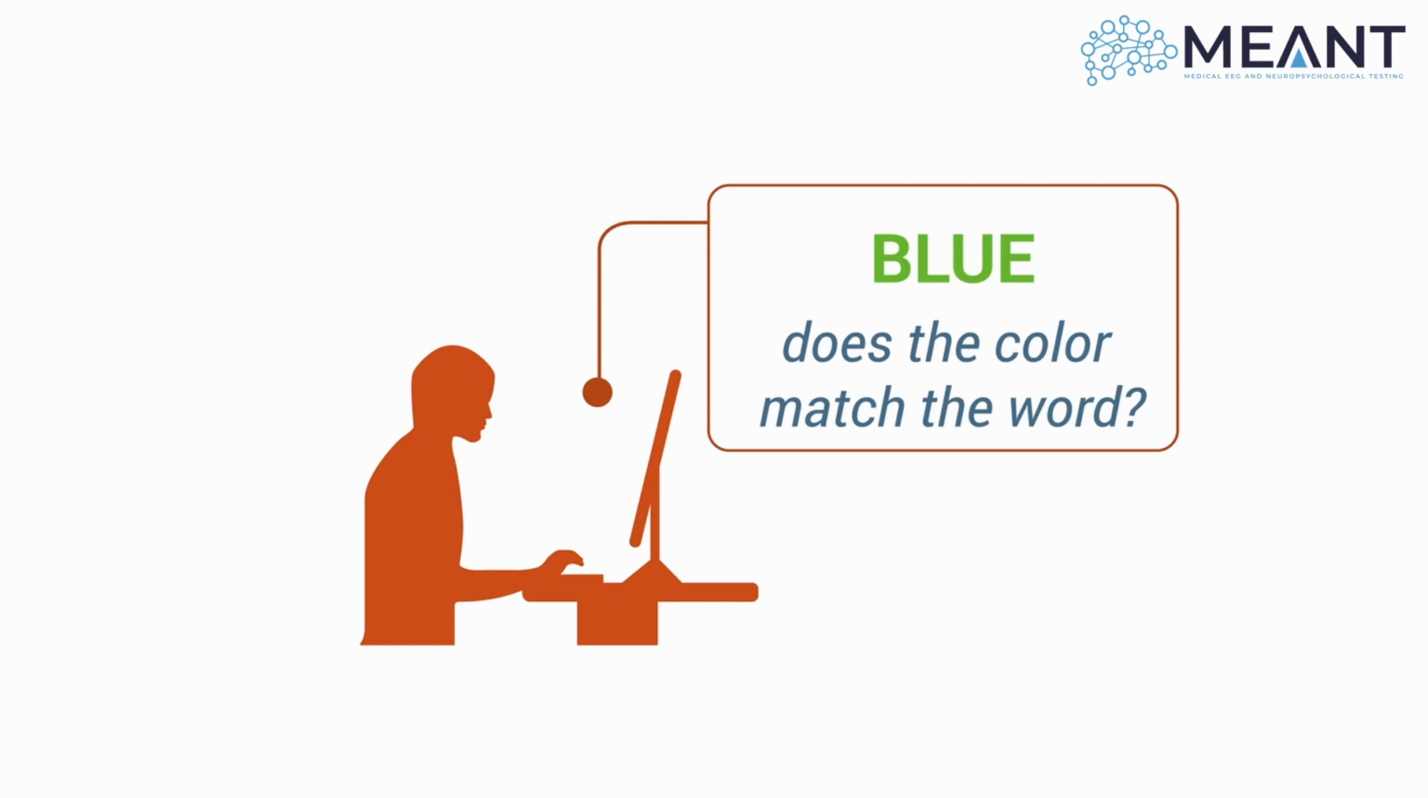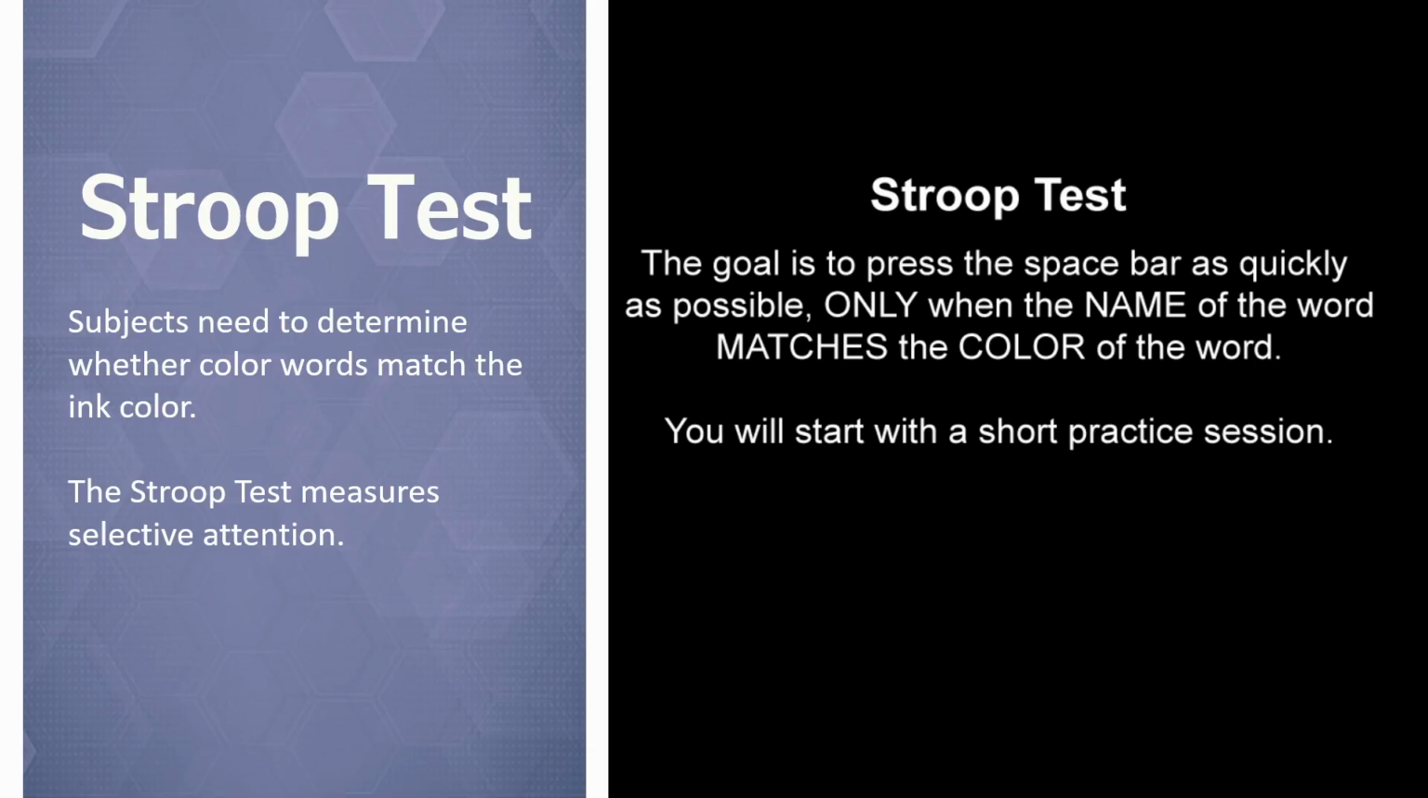Subjects generally show slower reaction times for trials in the incongruent condition, in comparison with the congruent condition. The Stroop test measures selective attention, and research shows that ADHD, TBI, and schizophrenia are associated with impaired performance on this test. Let's have a look at the Stroop test in action.